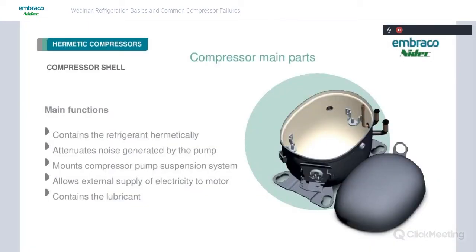So one of the main parts, of course, of the hermetic compressor is the shell. It has a simple job: it's hermetically sealed, so it contains the refrigerant and everything inside the system. But it also attenuates the noise generated by the pump. Bronco and other manufacturers spend a lot of time designing this shell to keep the noise generated by the pump as quiet as possible. It also mounts the suspension system, allows for external supply of electricity to the motor, and contains the lubricating oil.